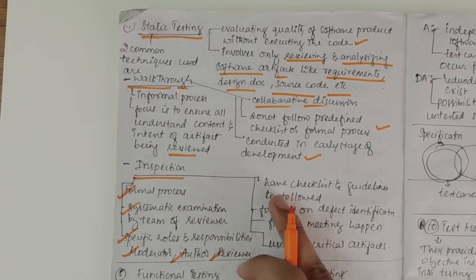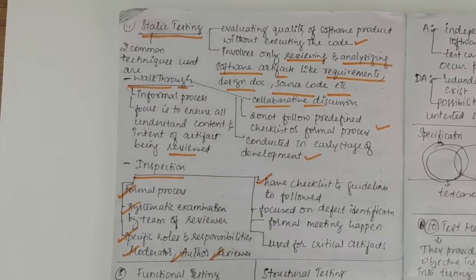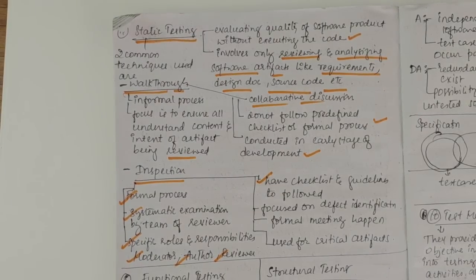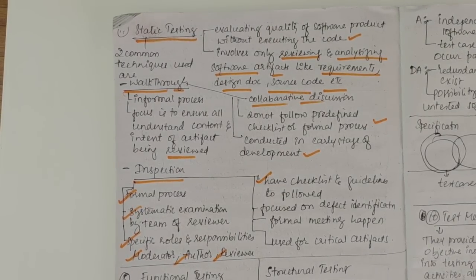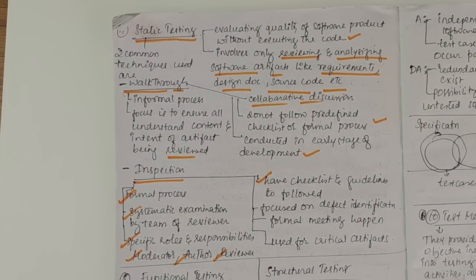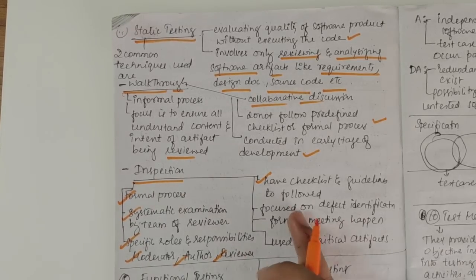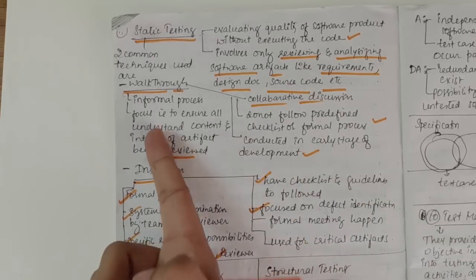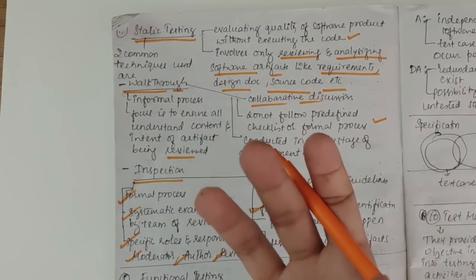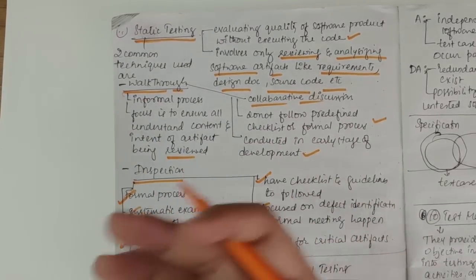Next, inspection has the checklist and guidelines to be followed. That is, as we discussed, it is a formal process. So it has to adhere to all the necessary conditions, right? All the proper guidelines should be followed. So inspection focuses on defect identification. Here, in the walkthrough, our focus was to understand what it is about our software.